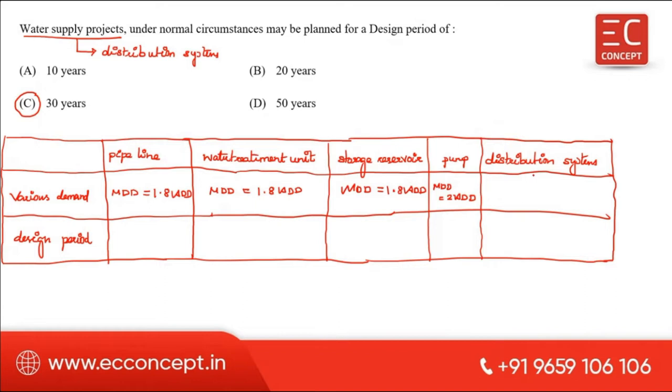Then the distribution system is designed for coincident draft, which is equal to maximum daily demand plus fire demand, or maximum hourly demand. The design period of the pipeline is 30 years and the distribution system also 30 years. Then for the water treatment unit, this is 15 years. The storage reservoir is designed for 50 years.